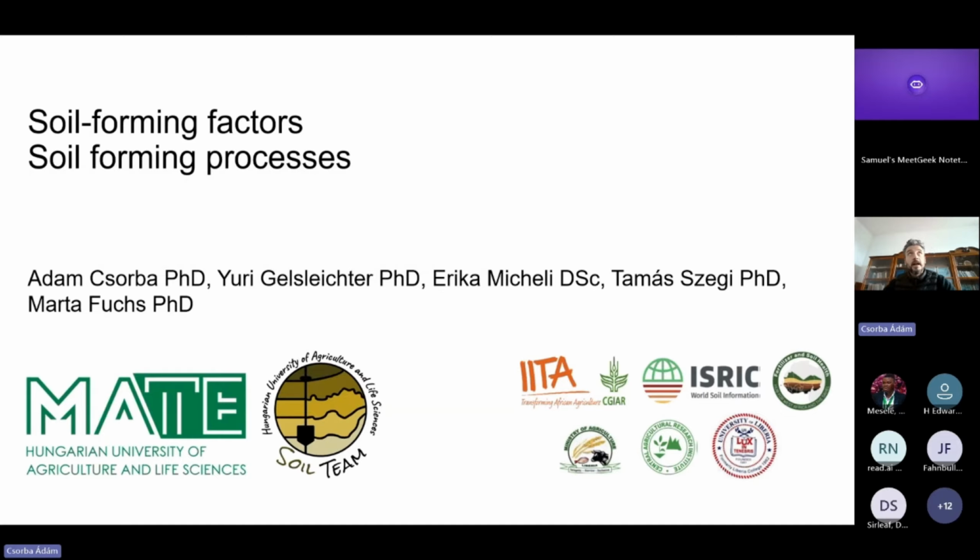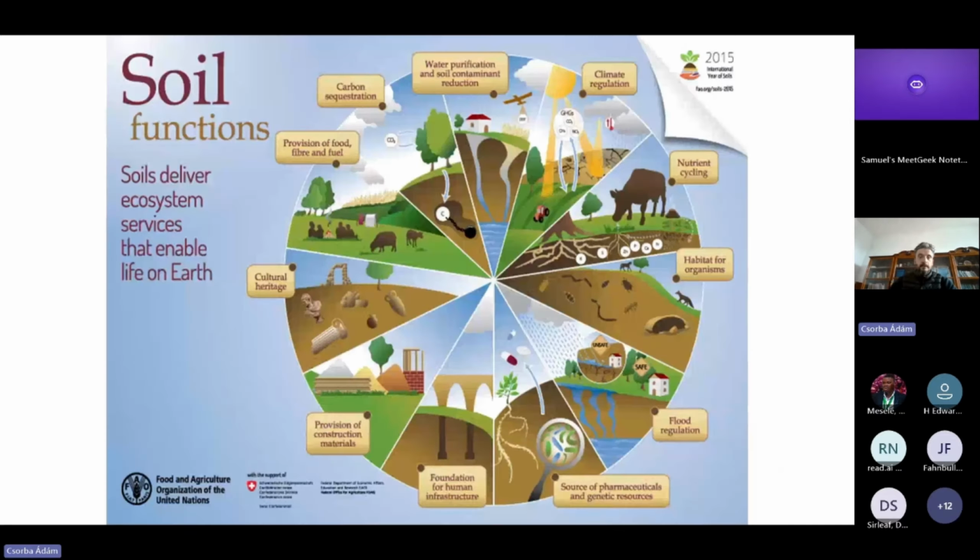Okay, so now jump into the topic of soil forming factors and soil forming processes. But before jumping into the topic, just 2 slides about the functions of the soils as introduction. Soil is much more than just a surface for plant growth. It can be considered as a living system that delivers essential ecosystem services that basically makes life possible on Earth.